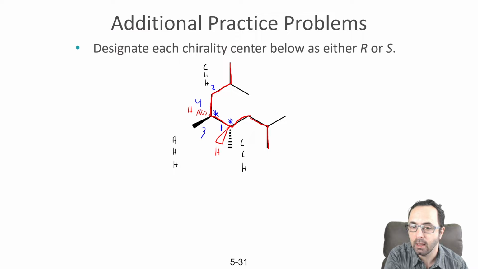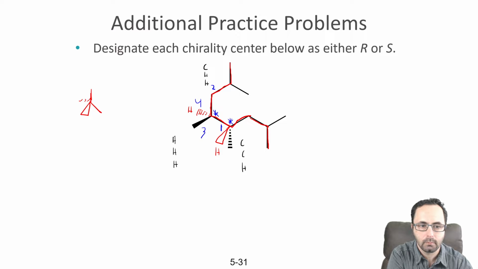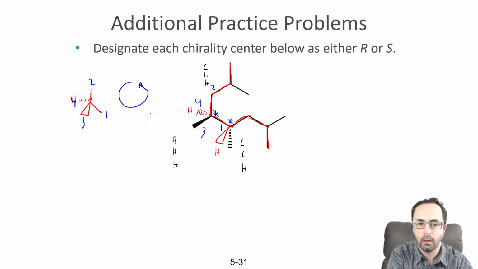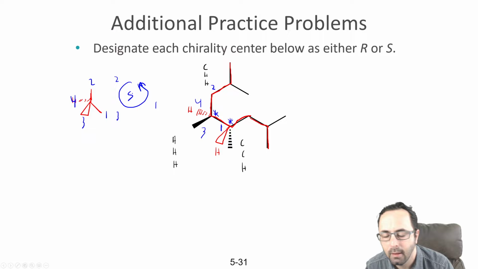And so let's now draw this on the side. Okay, and so this hydrogen is going to be designated with number 4. This methyl is number 3. This one's 1. This one's 2. The hydrogen is already in the back, and so we can just look at the positioning. We have 1, 2, 3. This is a counterclockwise arrangement. 1, 2, 3, right? So that's counterclockwise. So we would give this the S designation.